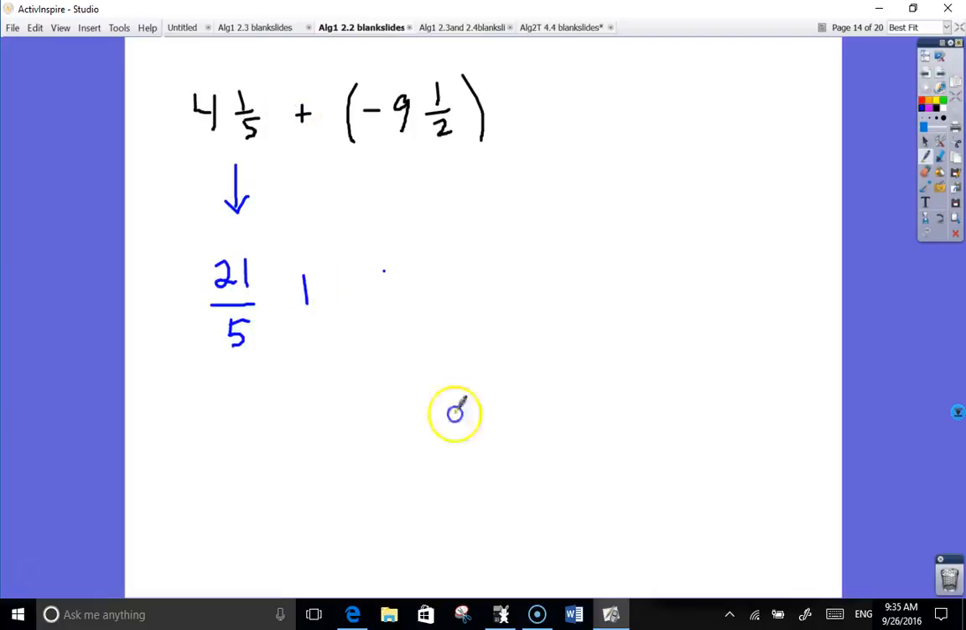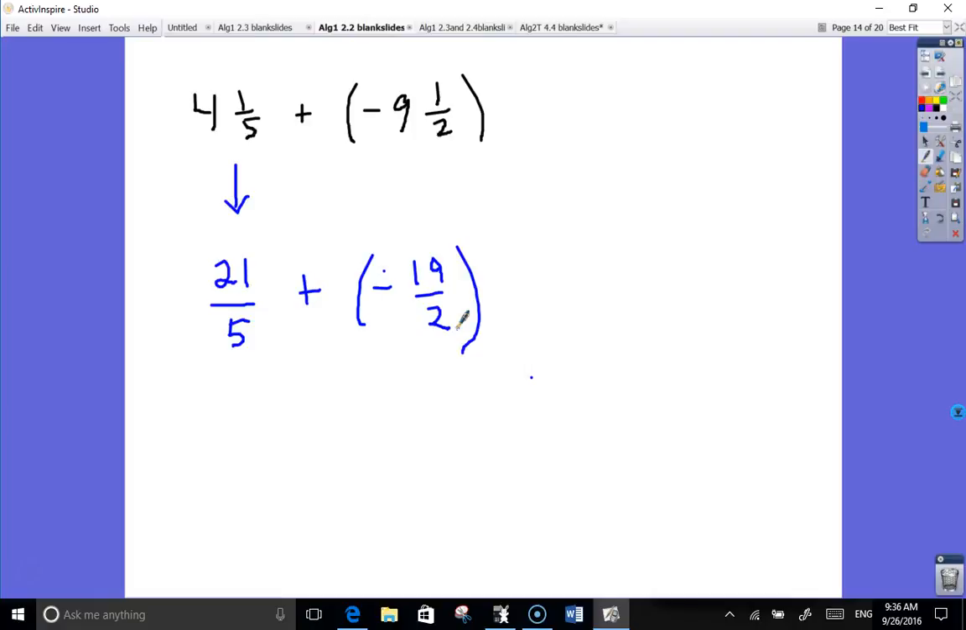Okay, well, how about the second one? Turn that into halves. 2 times 9 plus 1. What is it? So it's going to be negative 19 halves. Okay. Now, how do you add fractions if they don't have the same denominator? Okay, you have to find a least common denominator. What's the smallest number that both 5 and 2 divide into?